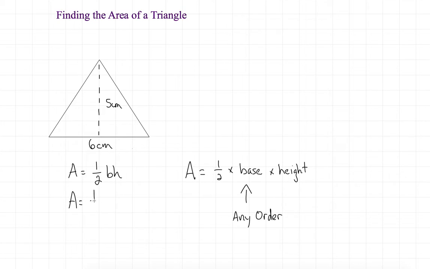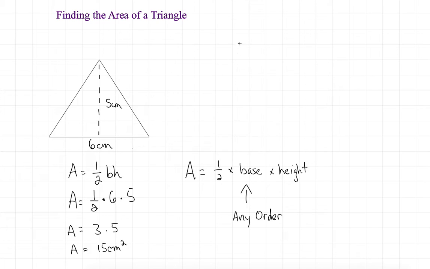So if we just fill in what we know, we're looking for the area. The area is 1/2 times the base, which is 6, times the height, which is 5. So now watch this. If I take these three numbers and multiply them in any order, I'll always get the same answer. 1/2 times 6 means essentially 1/2 of 6 is 3, and 3 times 5 equals 15. So the area is 15 centimeters squared.